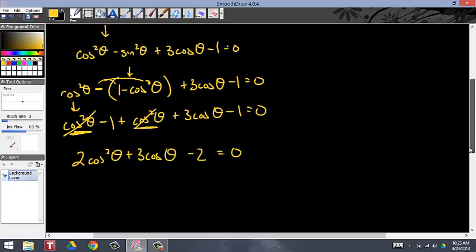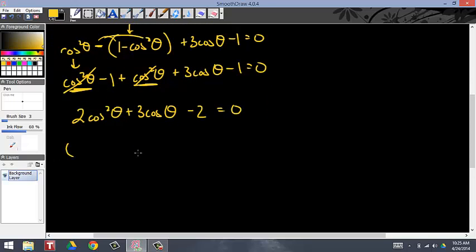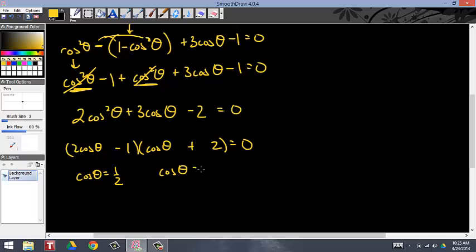Now, I am ready to factor this. I get a 2 cosine theta and a cosine theta. I have a 2 here and a 1 here. I have a plus 3 cosine, so it's going to be plus 2 minus 1. So I get cosine theta equals 1/2. Cosine theta equals negative 2.